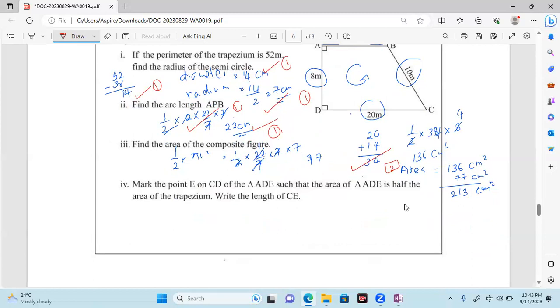Okay, right teacher. Mark the point E on CD such that the area of triangle ADE is half of the trapezium. Trapezium is 136. It's over 2, equals 68 square centimeters.